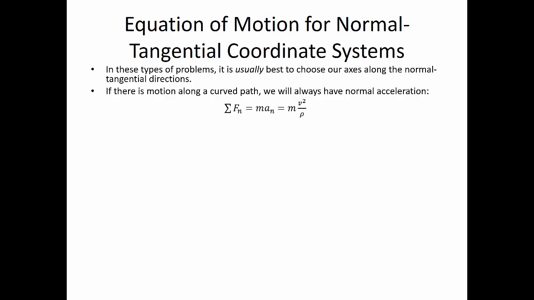In these types of problems, it's usually best to choose our axes along the normal and tangential directions. If there's motion along a curved path, we will always have normal acceleration. So the sum of our forces in the normal direction is equal to the mass times the acceleration in the normal direction, which is equal to our mass times the velocity squared divided by the radius of curvature. The force that keeps the object following a circular path is called the centripetal force.